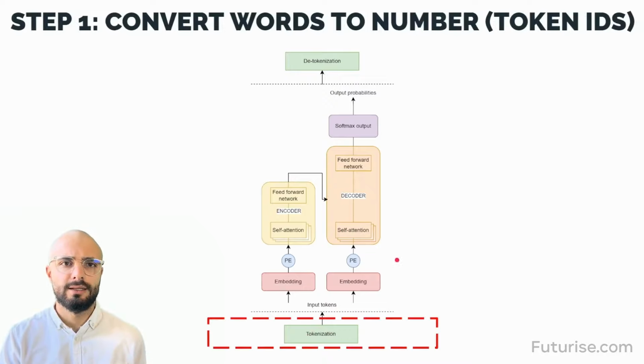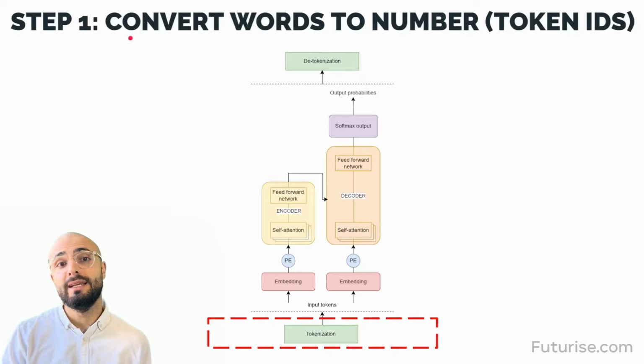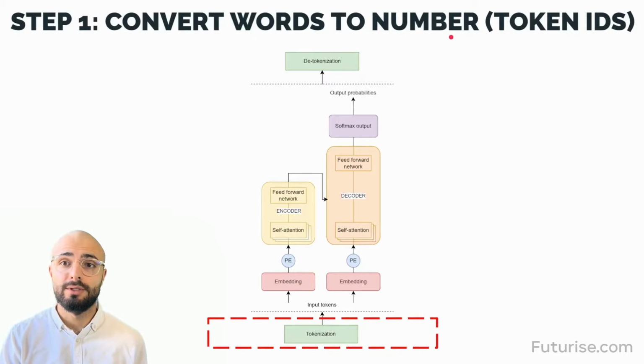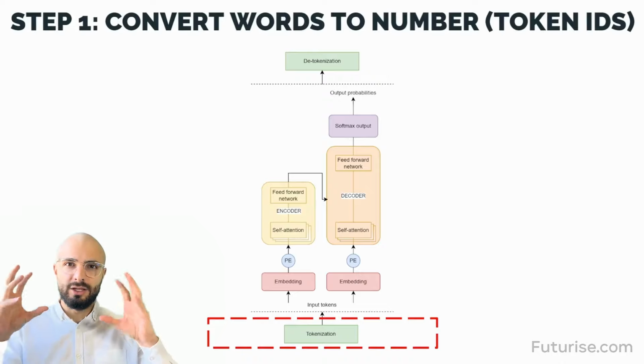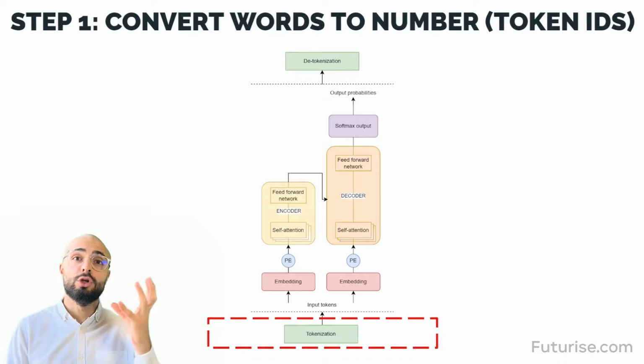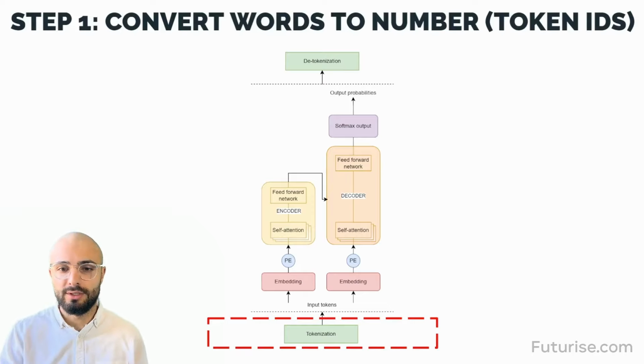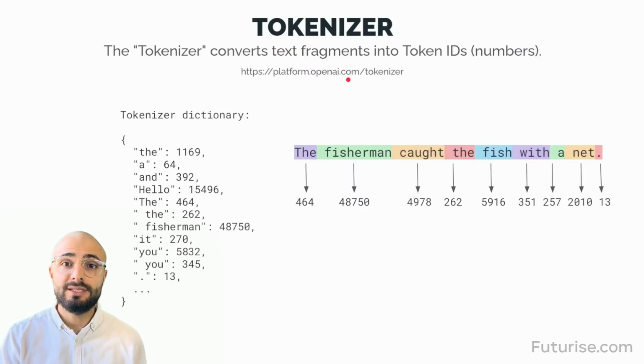So what is that? Tokenization is converting words to numbers, also referred to as token IDs. Because remember, these are mathematical models. So in order to understand these words, you convert those words into numbers, which are much easier to process. This is what tokenization looks like. You get something called a tokenizer, which converts text fragments into token IDs.